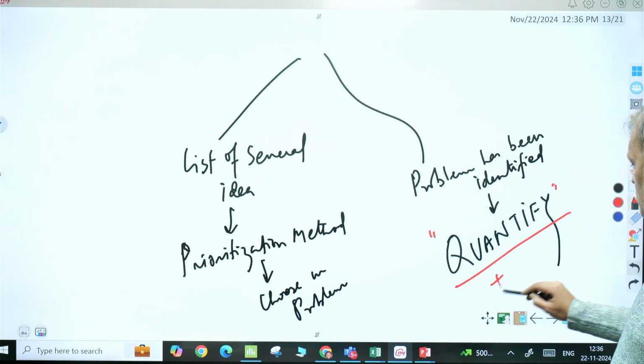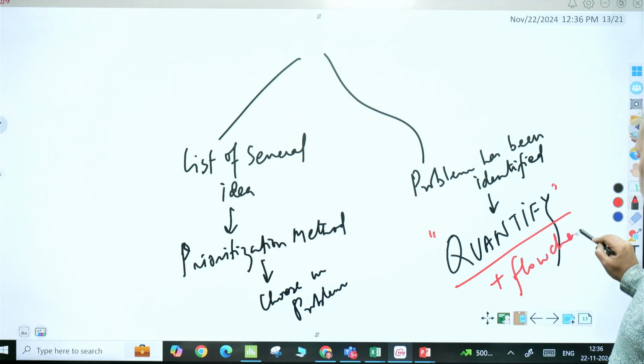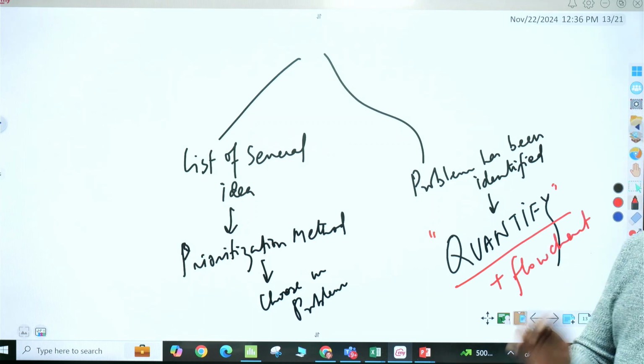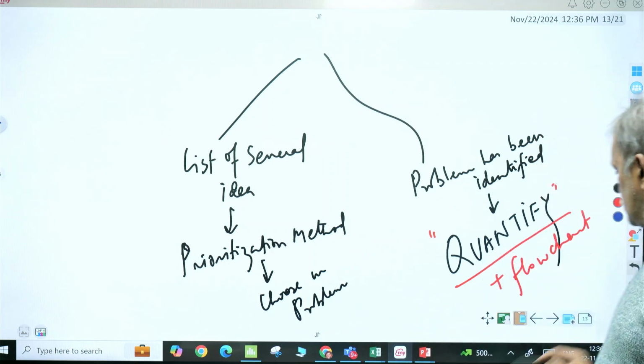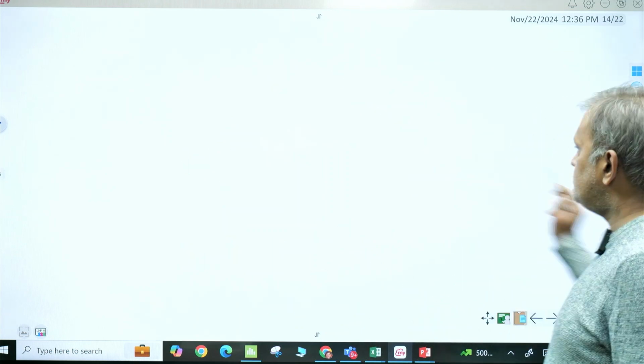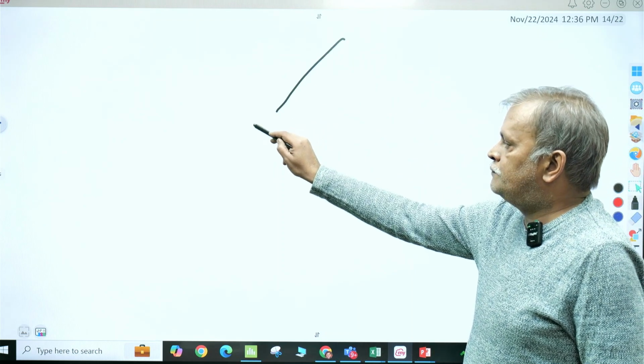Also, look at drawing the flow. इसको flow chart कर लो. What are you doing currently? What are the steps involved in doing your work currently? Step three, set a goal.